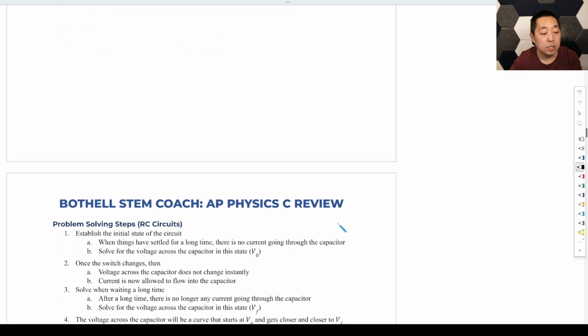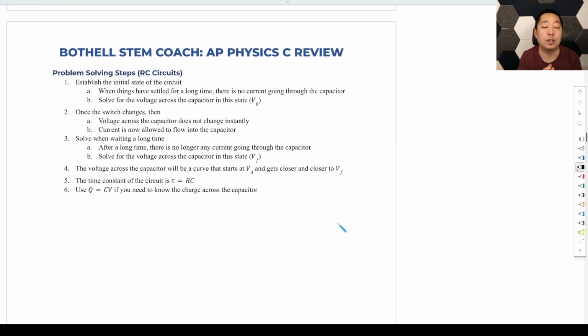Okay, so problem-solving steps when you have RC circuits. You want to establish the initial state of the circuit, and you go back to looking at the resistor problem-solving steps.